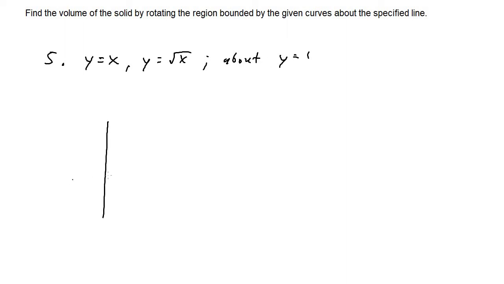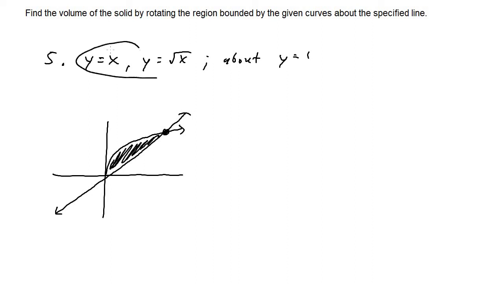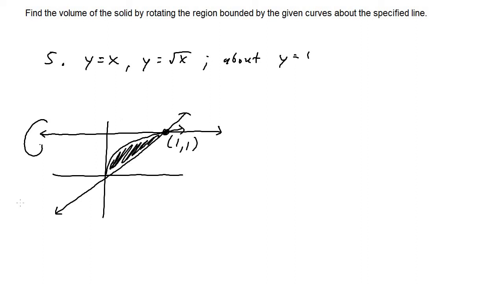So if we go ahead and graph this, we have y equals the square root of x, which looks something like this. We have y equals 1. That looks something like this. So obviously the region bounded by those two curves is right here, and we're going to rotate it around the line y equals 1. Now realize that the point at which y equals x and y equals the square root of x intersect is the point (1, 1). So y equals 1 will be right around here. So we're going to rotate around this line.